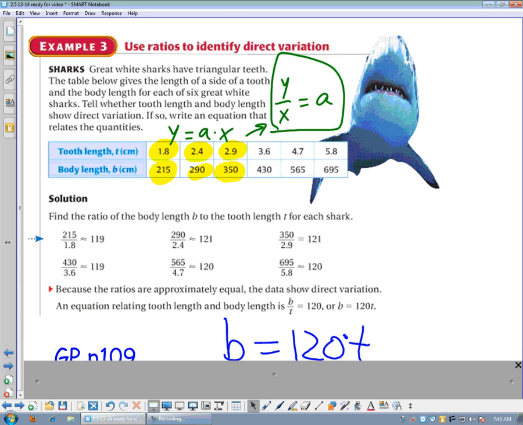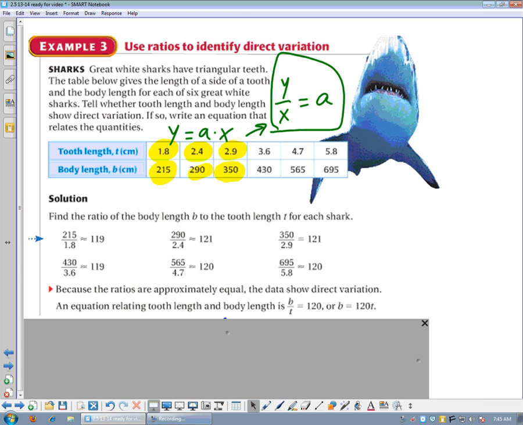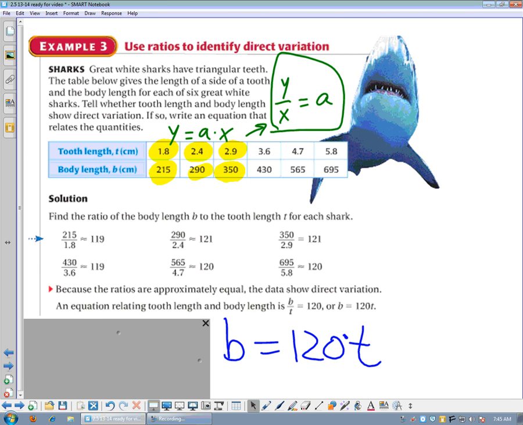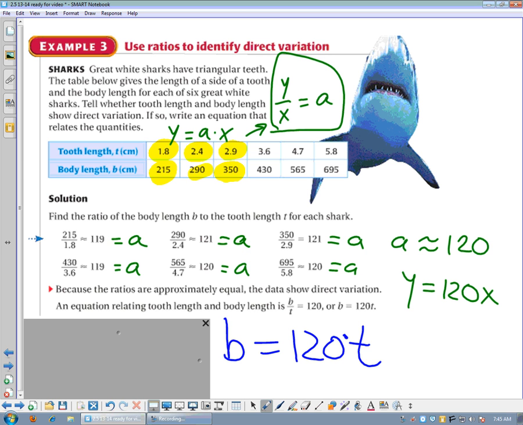So that's why your final answer could be that your body length, B, is going to be equal to 120 times the tooth length. In other words, this value here is your a value that you would plug in. And so really it's right around 120. So a is approximately, that double squiggle means approximately, 120. And so our answer here would be y equals 120x. Or if we use B for body length and T for tooth length, B is equal to 120 times T.